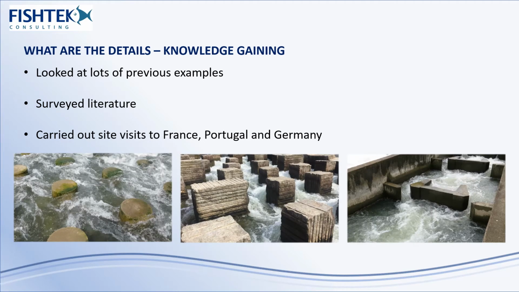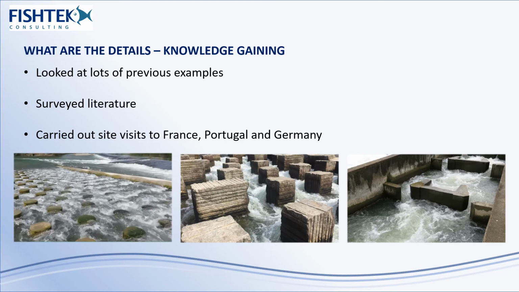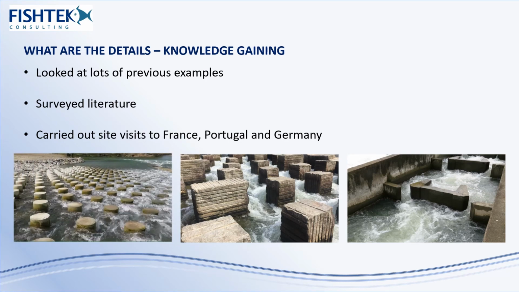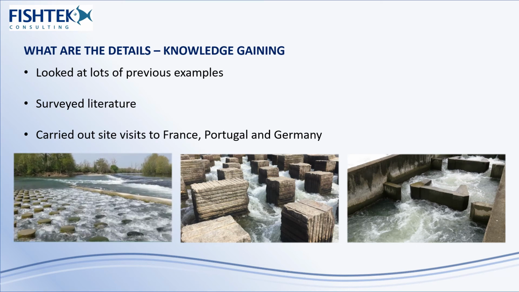I've got 3 videos here I'd like to show you. This first one on the left is from France, and it's a really nice rock ramp pass that they've built in a slightly unusual way with these columns of concrete. One of the things I'd like you to look at is the fact that you've got a cross slope from one side of the fish pass to the other.